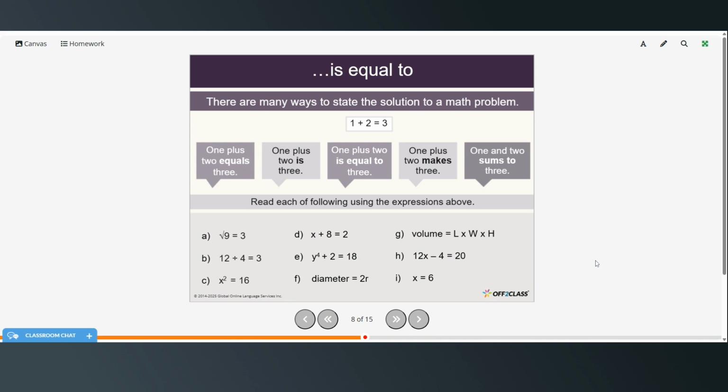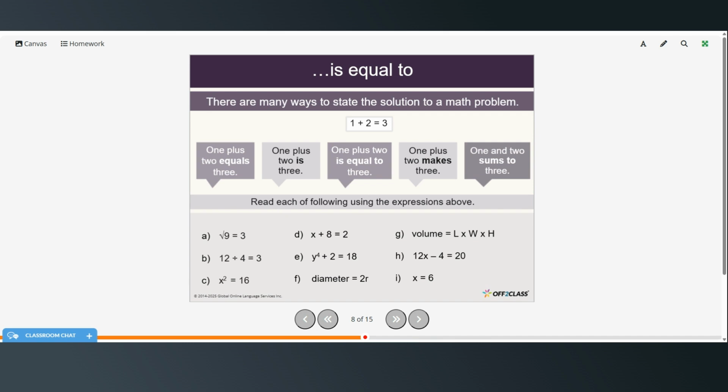Alright, so there are many ways to state the solution to a math problem. So we have this math problem here, and these are some different ways to say it. 1 plus 2 equals 3, 1 plus 2 is 3, 1 plus 2 is equal to 3, 1 plus 2 makes 3, and 1 and 2 sums to 3.